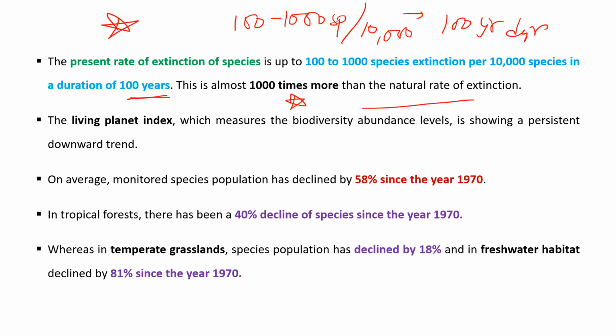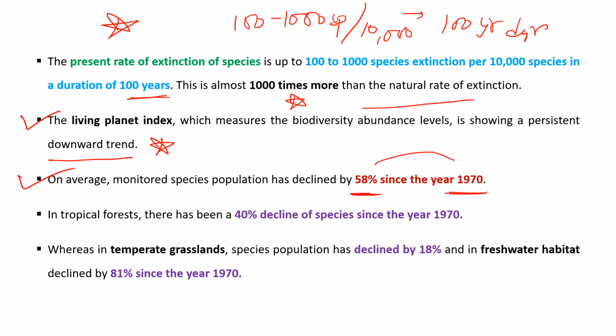So now you can imagine the rate of extinction is very high when we compare to the natural rate of extinction, and this is mainly due to the anthropogenic activities, human habitat loss, industrialization, deforestation. All these factors are responsible for the loss of biodiversity. The Living Planet Index, which measures the biodiversity abundance level, is showing a persistent downward trend. Okay, so because the biodiversity is continuously declining, this index is showing the downward trend. On an average, monitored species population has declined 58% since 1970.